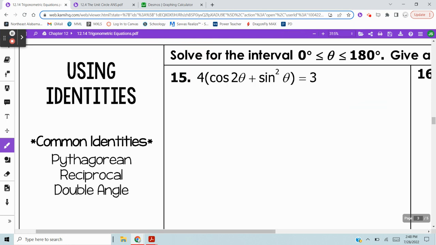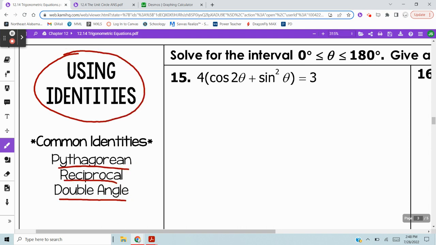Okay, our last set of problems actually involves using identities to solve, and they've listed the common identities that we're going to use: Pythagorean, reciprocal, and double angle. Those are the most common that we use in these problems.